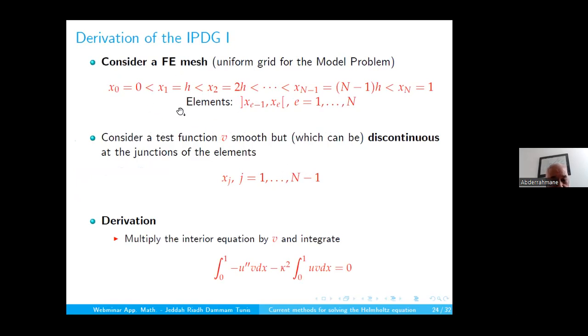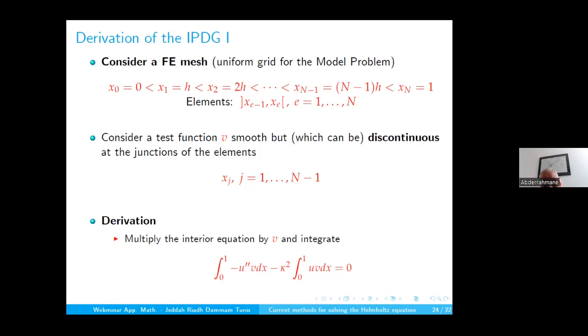And the principle, you have a mesh also, like the finite element method. It is agreed here. And the principle of this method is to approximate U and to take test functions which are discontinuous at the interface of the elements. They are polynomial but discontinuous at the interface, at the junction of the intervals here. And for the derivation, I will say some words about the derivation of this method.